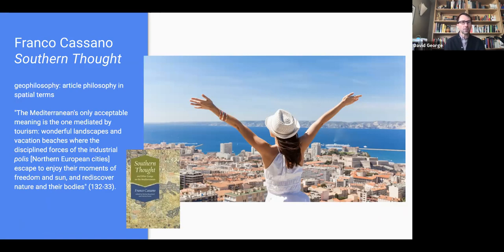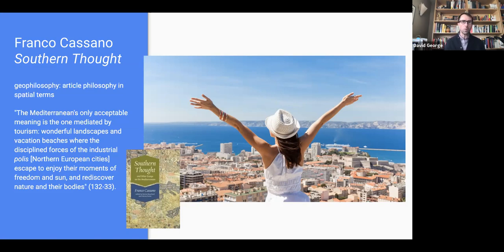I want to share some of his thinking about the Mediterranean and apply some of his ideas to a couple of cases. So he writes in the book, "The Mediterranean's only acceptable meaning is the one mediated by tourism. Wonderful landscapes and vacation beaches where the disciplined forces of the industrial polis, northern European cities, escape to enjoy their moments of freedom and sun and rediscover nature and their bodies."